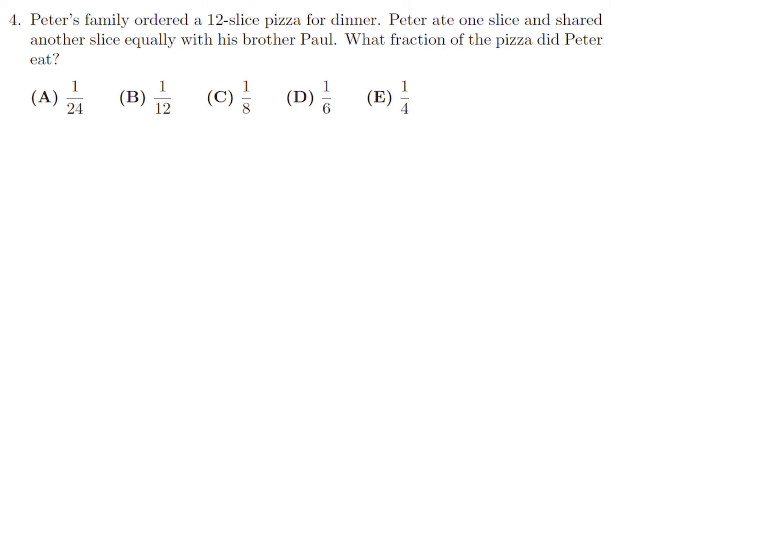Peter's family ordered a 12-slice pizza for dinner. Peter ate 1 slice and shared another slice equally with his brother Paul. What fraction of the pizza did Peter eat? So Peter eats 1 slice, and then he shares 1 slice with his brother, so he eats another half a slice. So that means in total he eats 1.5 slices. So 1.5 divided by 12 is the fraction that we are looking for. Well, multiply top and bottom by 2. That's going to give you 3 over 24, and that is, in lowest terms, 1 over 8. So number 4, the answer is C.